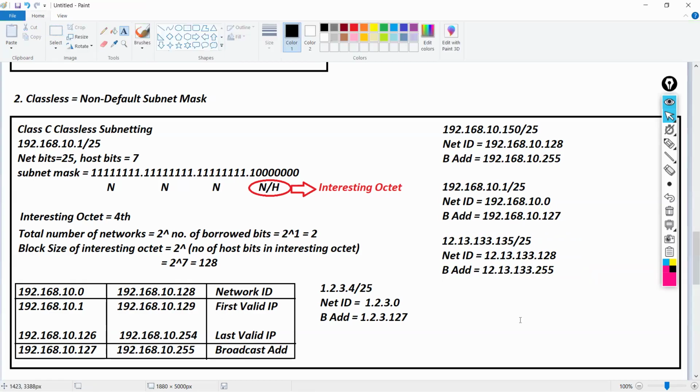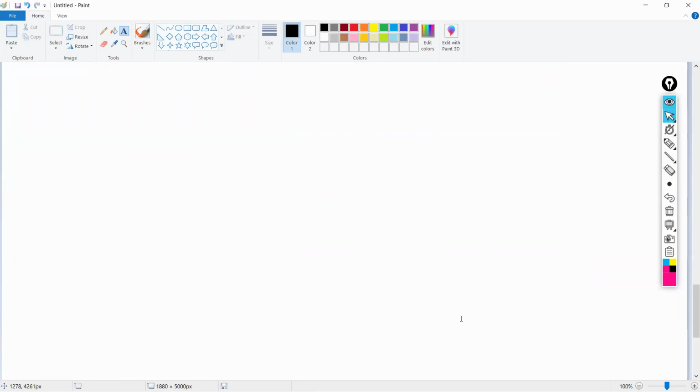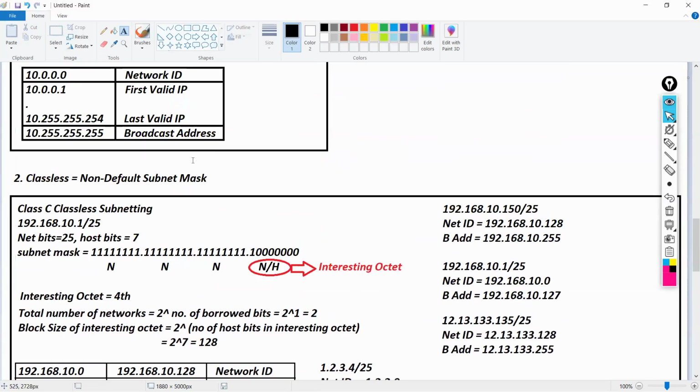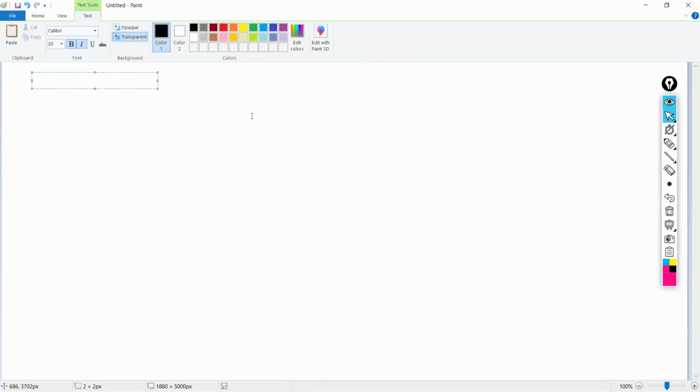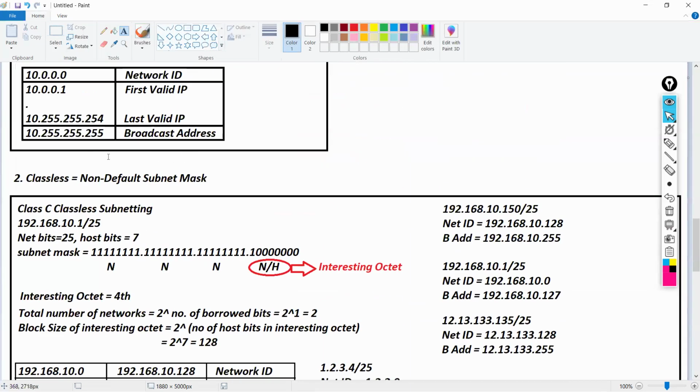No, I can have anything: 26, 27, 28. Okay, let's take an example. Let's say I directly give you one IP address. See, classless means what? This is just to tell you that this is class C, I have given this. Otherwise, there is no class.